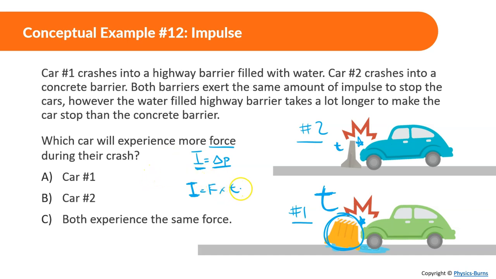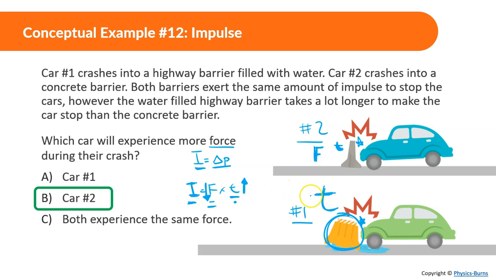So, one thing to know is, if this time takes a lot longer for it to stop, then that means this force is going to be a lot less. Okay, so because the impulse has to be the same in both scenarios, the longer something takes, the less force it's going to be. The shorter the time that something takes, the more force there's going to be. So in that case, it's going to be car number 2. Which car will experience more force? Because it's going to come to a stop in a very short amount of time, which means a large amount of force is going to make it stop in that short amount of time.